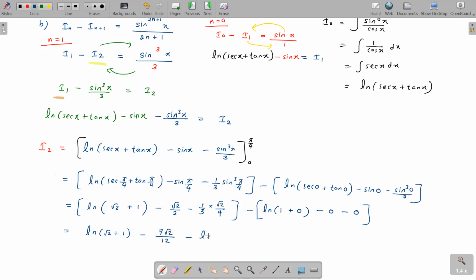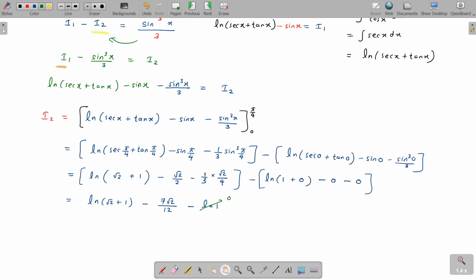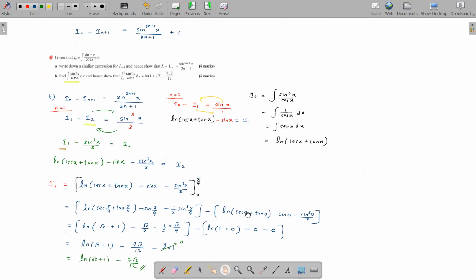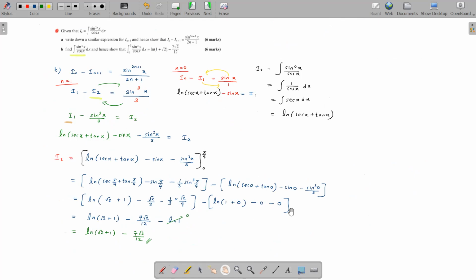And from the other bracket, I get ln 1. ln 1 is 0. So I end up getting ln root 2 plus 1 minus 7 root 2 over 12. Okay, is this the show that? Yeah, ln 1 plus root 2 or root 2 plus 1 minus 7 root 2 over 12. This is the exact show that we need to get. Do you understand? Yeah.